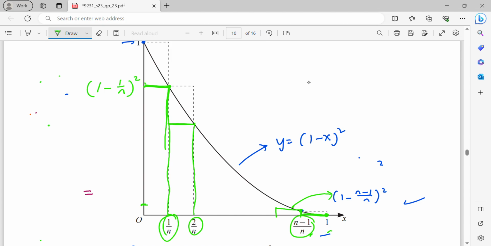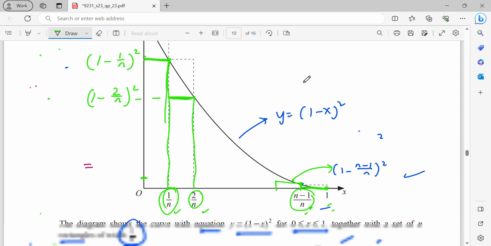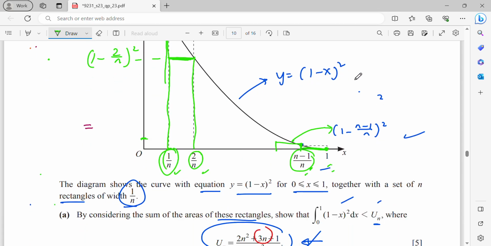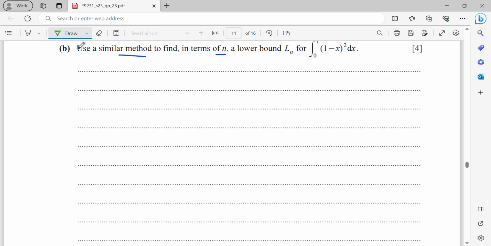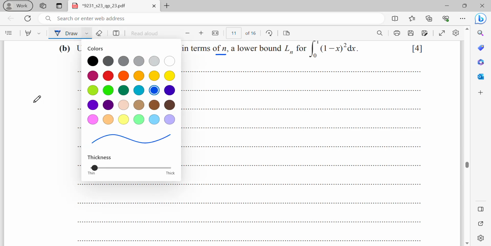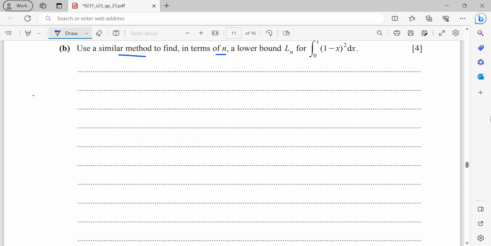Okay, then for the second rectangle, the height is going to be 1 minus 2 over n squared. So now we refer to the second ordinate. Okay, so I'm getting this now. So I will write down my sum of the areas of rectangles.